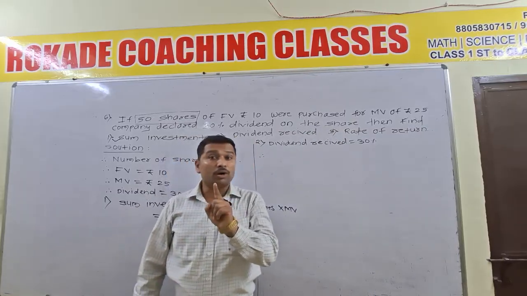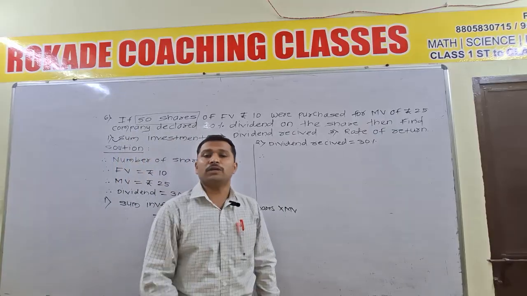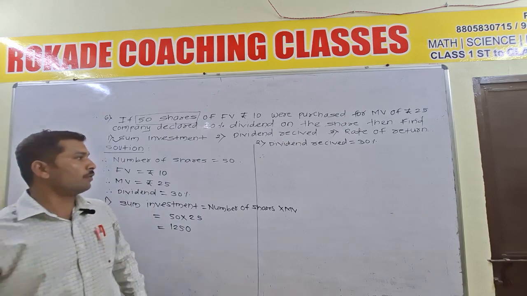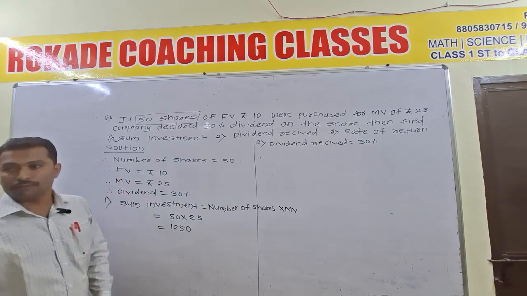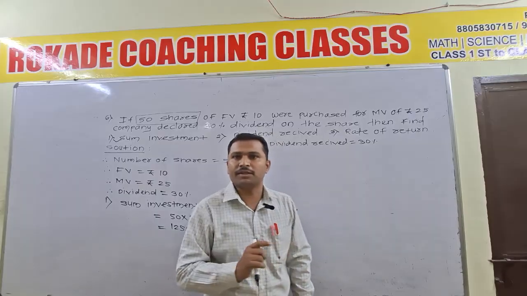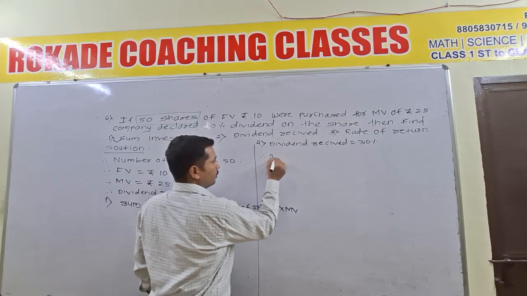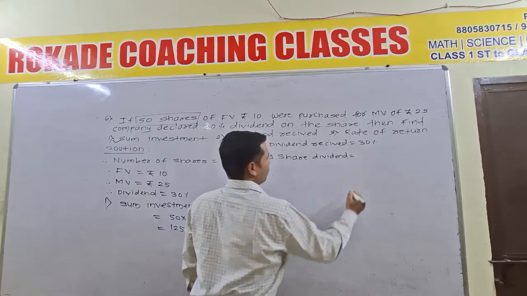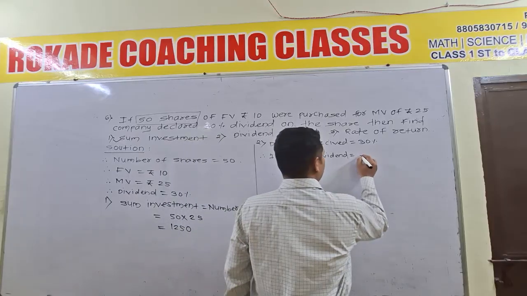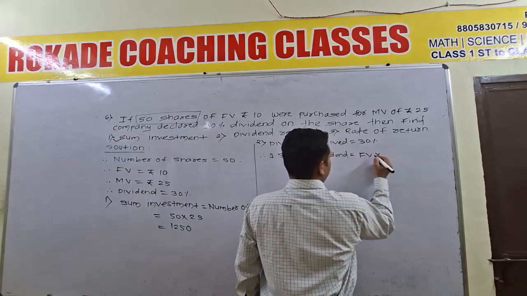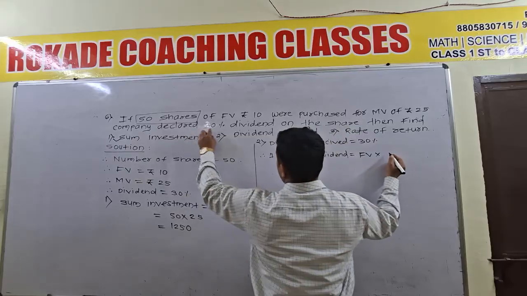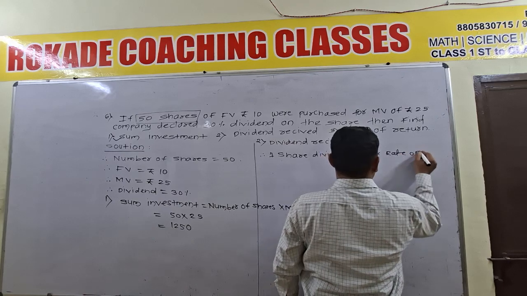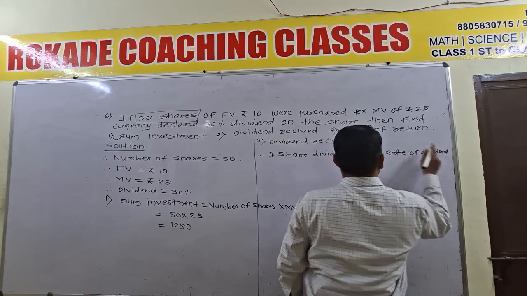First we find out one share dividend amount. How to find it? Dividend is always found on the face value, and the face value is 10 rupees. Write down: one share dividend is equal to face value multiplied by rate of dividend. How much percent? 30%.